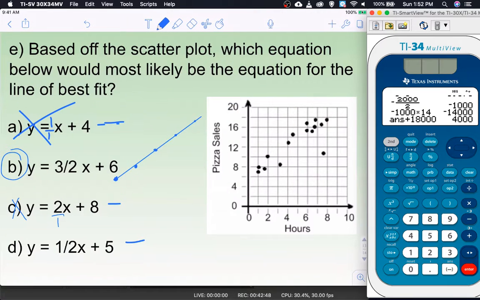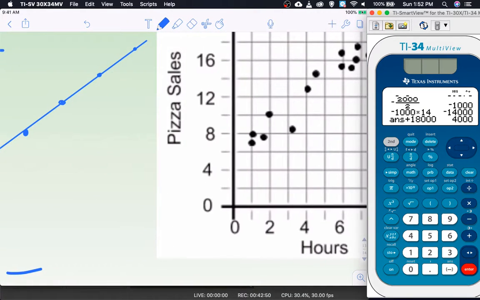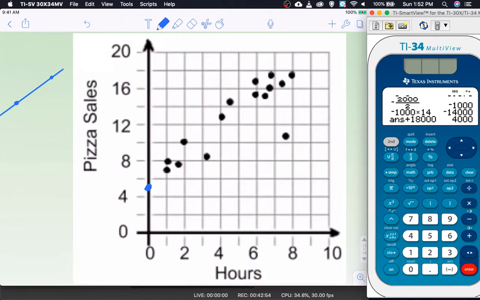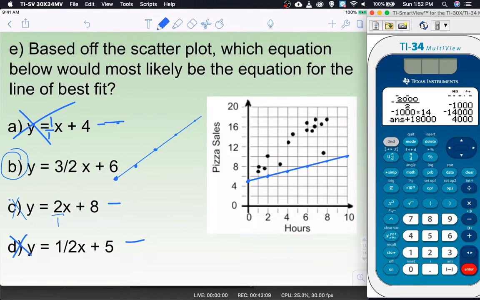And then finally letter D. Y-intercept of 5. Slope is 1/2. Up 1 over 2. Up 1 over 2. Up 1 over 2. Up 1 over 2. Up 1 over 2. Line. Terrible. So we have finally narrowed down which is the right one. It is letter B. That is the best equation.